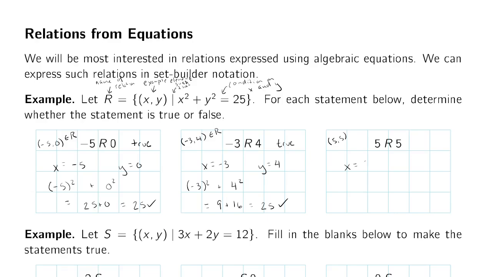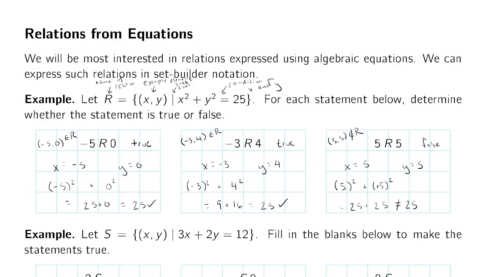For 5, 5, that's asking us about the pair 5, 5. So X equals 5, Y equals 5. So we'll say 5 squared plus another 5 squared. That's 25 plus 25, which is not equal to 25. So if I plug in X equals 5, Y equals 5, that does not make the equation true. So 5, 5 is not an element of R, and the statement 5R5 is false.